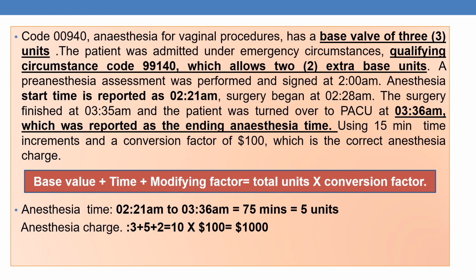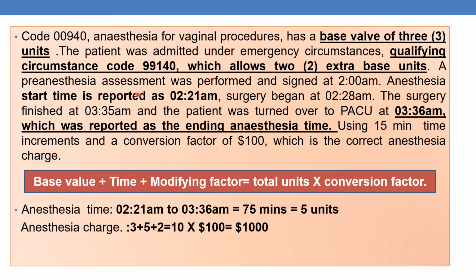Now let us discuss one more example. Code 00940, anesthesia for vaginal procedures, has a base value of 3 units. The patient was admitted under emergency circumstances. The qualifying circumstance code 99140 allows 2 extra base units. Regarding the qualifying circumstance also, we will discuss in the next session. Because the patient is admitted under emergency circumstances and code 99140 allows 2 extra base units, this can be taken under modifying factor.